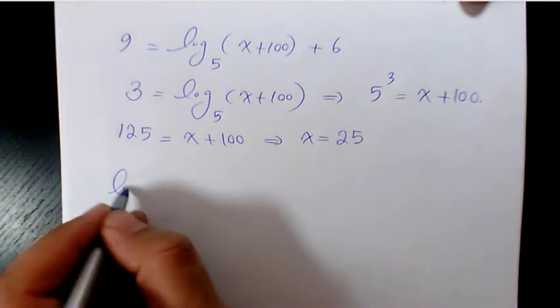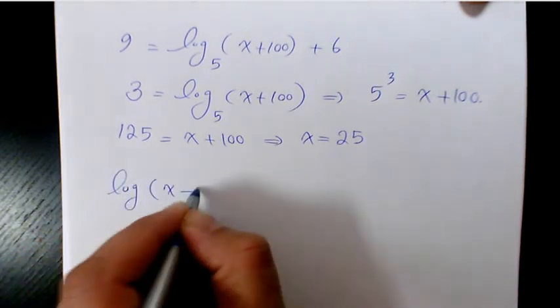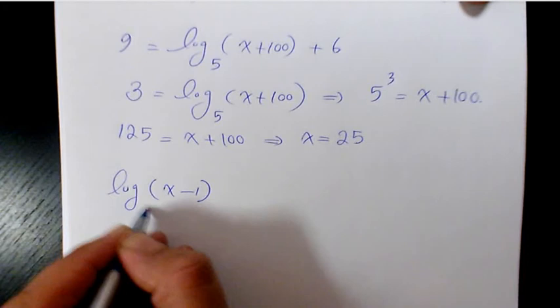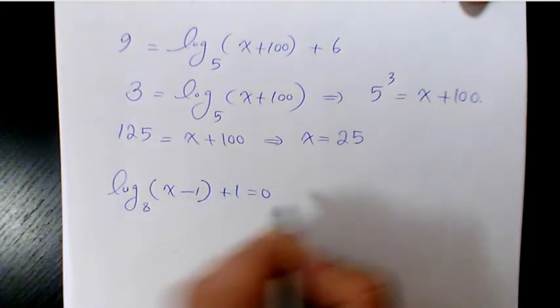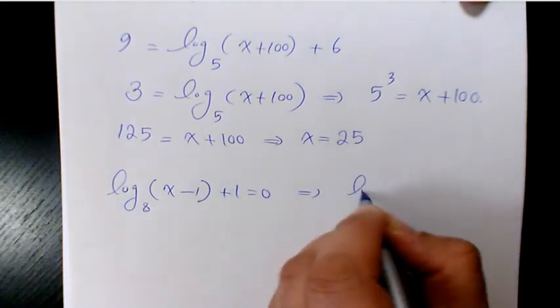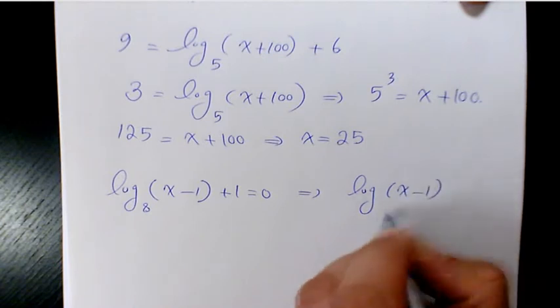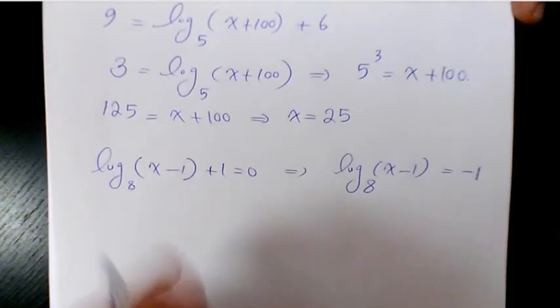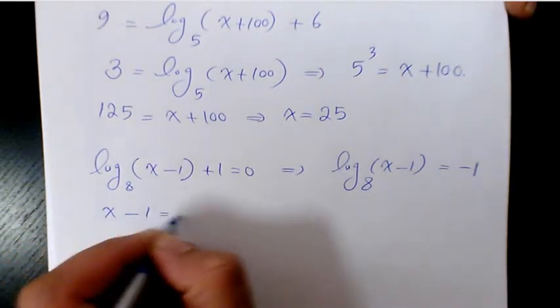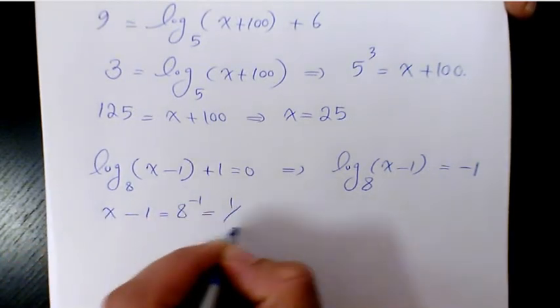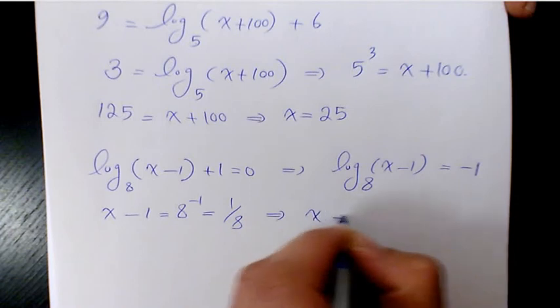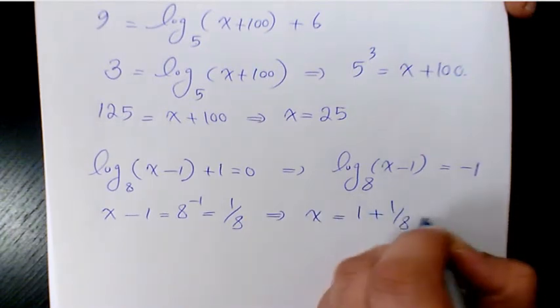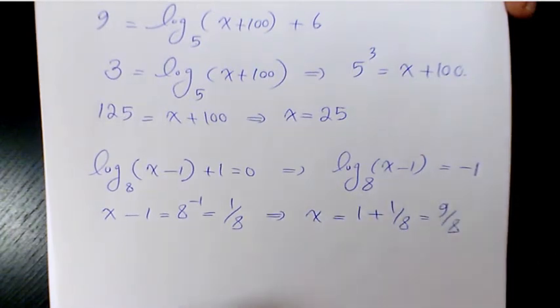Next one, log base 8 of (x − 1) plus 1 equals 0, which means that log base 8 of (x − 1) equals negative 1. So x subtract 1 equals 8 to the power of negative 1, or 1 over 8. So x will be 1 plus 1 over 8, or 9 over 8.